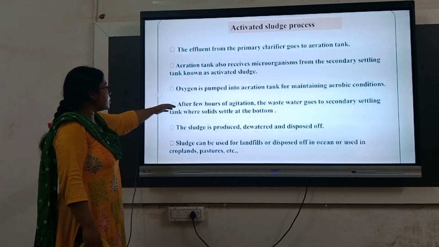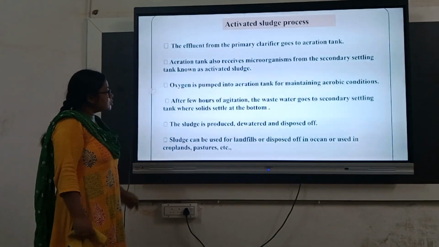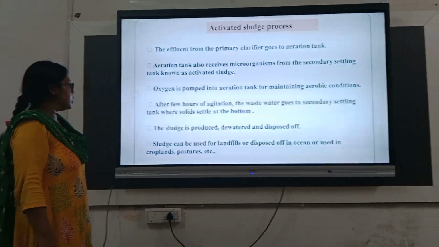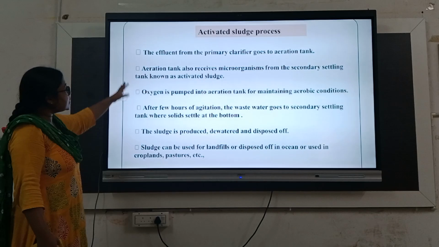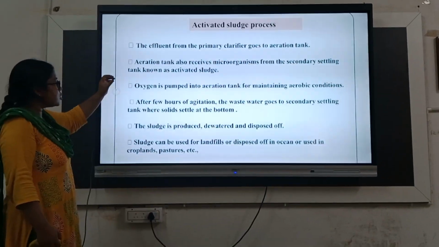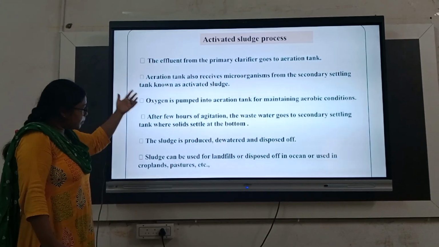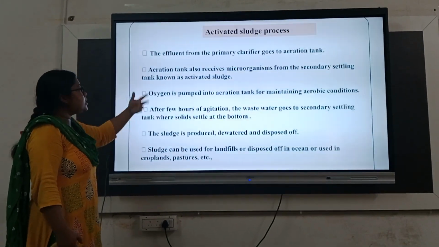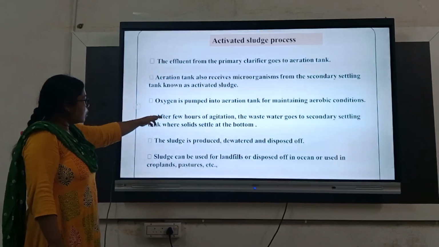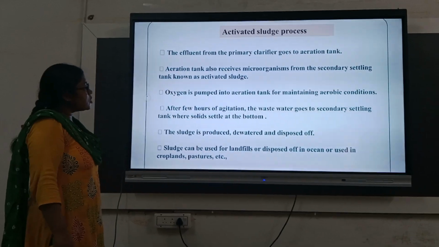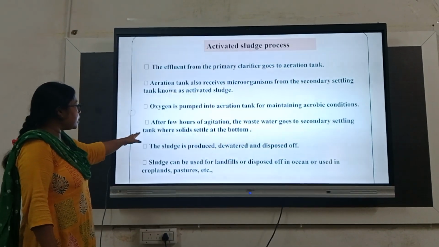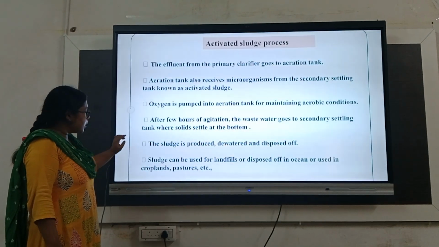as the activated sludge. Oxygen is pumped into the aeration tank for maintaining aerobic conditions. Because this is the activated sludge process, this process is actually an aerobic process. The bacteria involved in this decomposition need oxygen. After a few hours of agitation, the wastewater goes to the secondary settling tank where solids settle at the bottom.